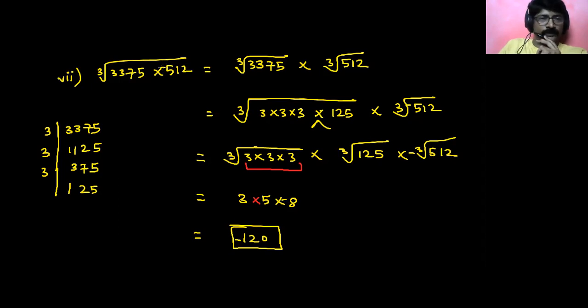Okay, this negative is not visible. Fine, I'll just put it in red. If this 5 and 2 would have been negative, then this 5 and 2 would be negative. This negative I've taken out, and so this 8 would be negative. So the product would be negative 120.